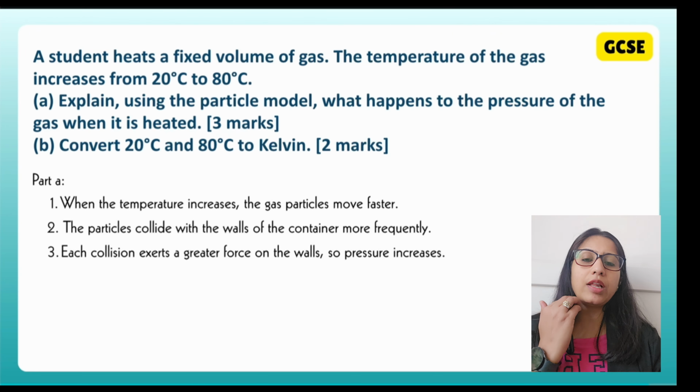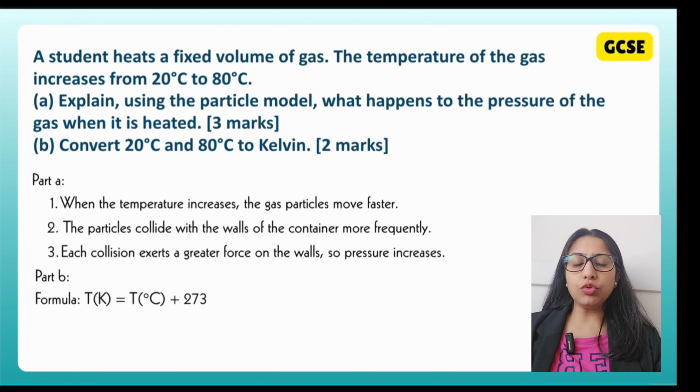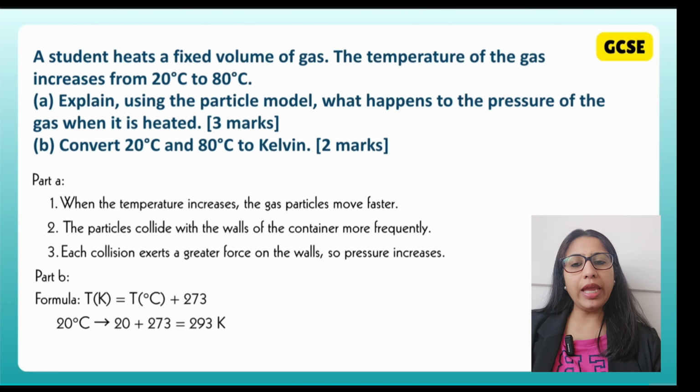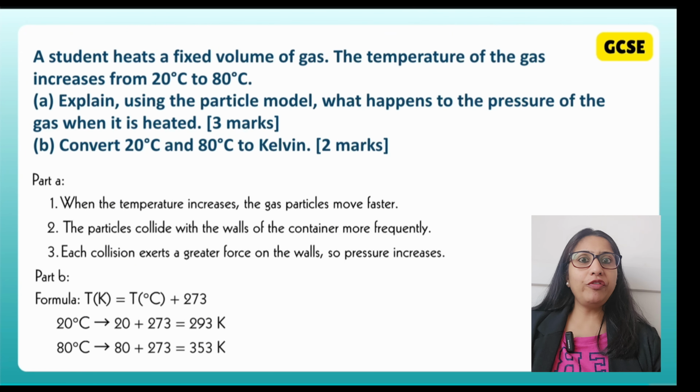Conversion of 20 degrees to Kelvin will require adding 273 to 20. So that will give you 293 Kelvin. And for 80, you add 273 to 80. That will give you 353 Kelvin. So in this way, full 5 marks can be earned in this GCSE question.